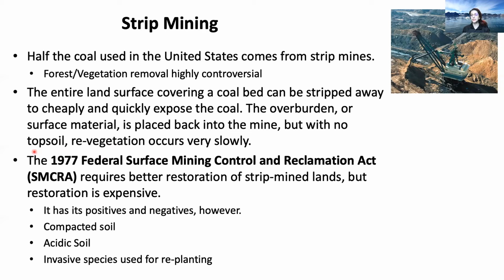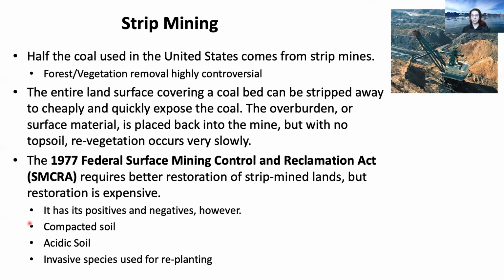So in 1977, the Federal Surface Mining Control and Reclamation Act required better restoration of strip mined lands, but these restoration practices are pretty expensive. And even though this act was put forward to decrease the footprint that we have on the environment with these strip mining practices, it has positives and negatives.